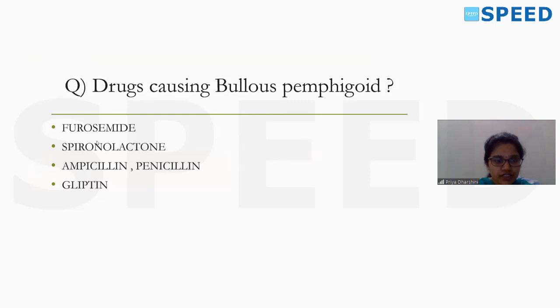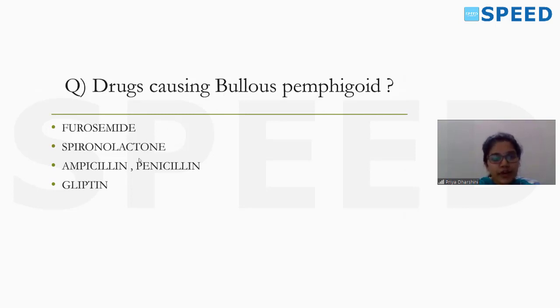I have given the most commonly associated drug, furosemide, and all the loop diuretics, spironolactone and all the potassium sparing diuretics. In antibiotics, many drugs are associated with the causation of bullous pemphigoid, and ampicillin and penicillin are one such important group which is associated with the causation of this disease, and the gliptin group of antidiabetics is also associated with frequent causation of bullous pemphigoid.